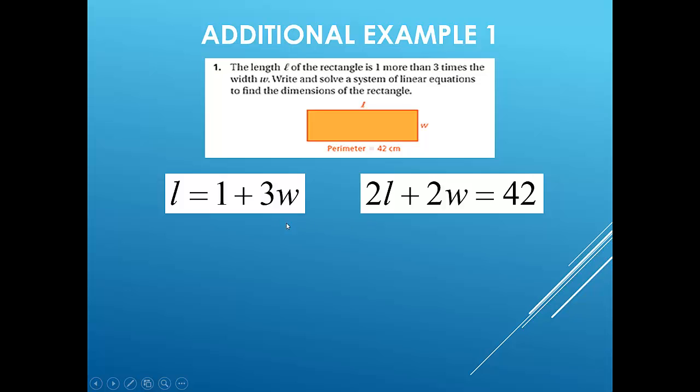These equations do not have to be in this order. You could have the perimeter equation, the second one we did, first, and that would be perfectly fine.